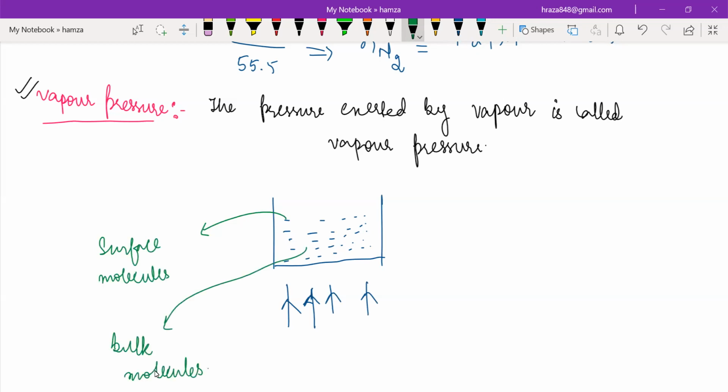Is there any answer to this? Which molecule evaporates, the surface molecule or the bulk molecule? Am I audible clearly? Hamza? Yes, sir.